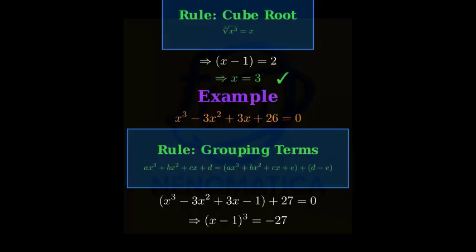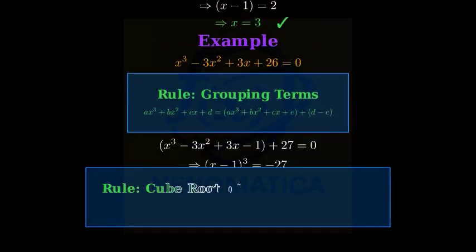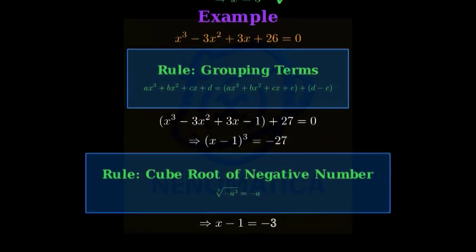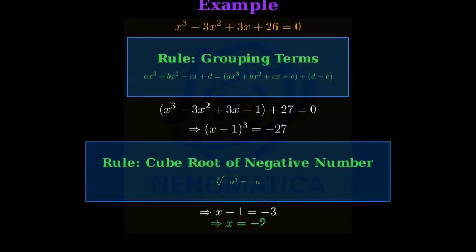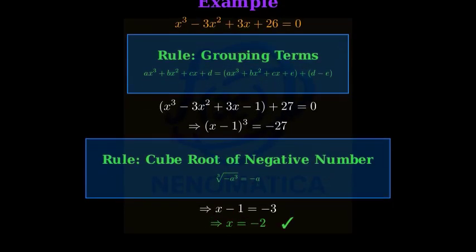Now, we need to take the cube root of both sides. The cube root of (x - 1)³ is just x - 1. And the cube root of -27 is -3. Finally, we solve for x by adding 1 to both sides. This gives us x = -2 as our solution.